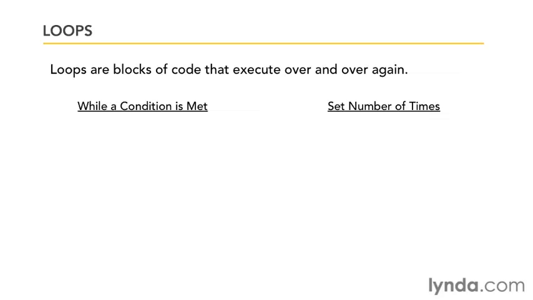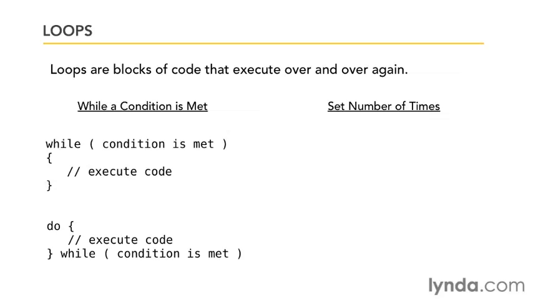The way that you write loops is by using a couple of different constructs. For loops that execute while a condition is met, you have a while loop. And the while loop is written as you see it there. You have the keyword while, and then inside some parentheses, you have a condition that is true. And then inside the curly braces, you've got some code that's going to execute as long as that condition is true.